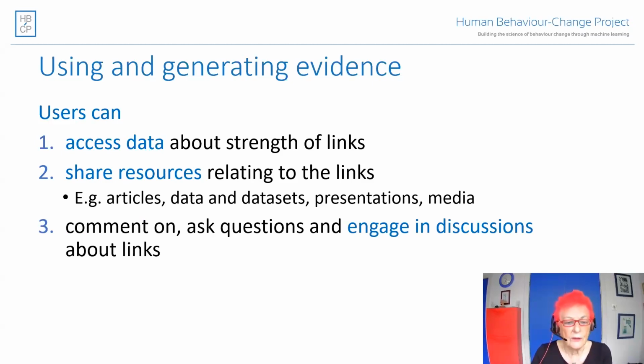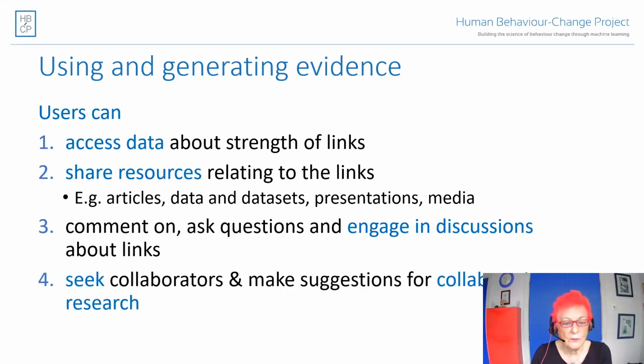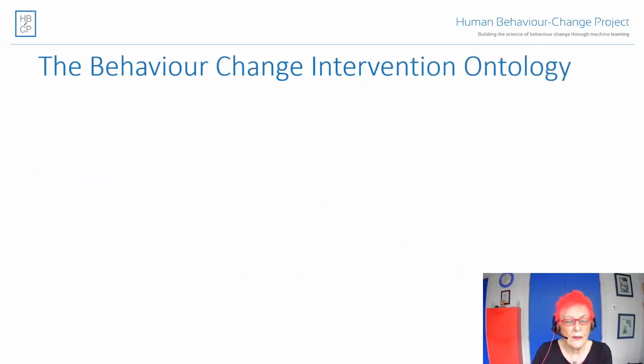It's also possible to engage with other people, to comment on, ask questions, and engage in discussions about the links, advancing our way of scientific thinking about the links. And it's also possible to seek collaborators, make suggestions for collaborations about research. So importantly, TAT is not just a static tool that allows you to observe the link. It allows you to think about how you might work with others to advance the links. And TAT fits into an overall program, which we're describing as the Behaviour Change Intervention Ontology. And Susan is going to describe that for you now.